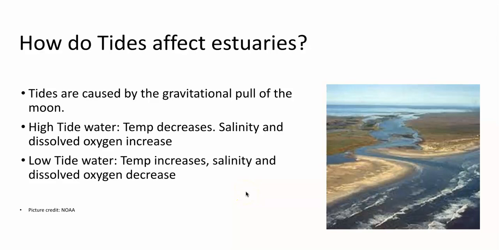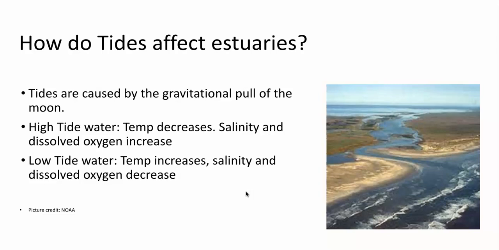So tides are caused by the gravitational pull of the moon. And at high tide, it actually means the moon isn't pulling on that water. So the gravitational pull of the moon actually pulls the water in the ocean toward itself, which actually makes the water recede off of land. So that is low tide.